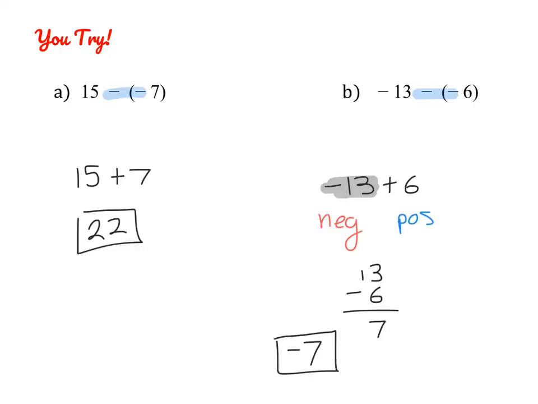Okay, go ahead and check. For part A, 15 minus negative 7 just means 15 plus 7, which is 22. For part B, this means negative 13 plus 6. Now here, I have a negative and a positive. Different signs subtract the values, so I get 7. But since I started with more negatives, my final answer is going to be negative 7.